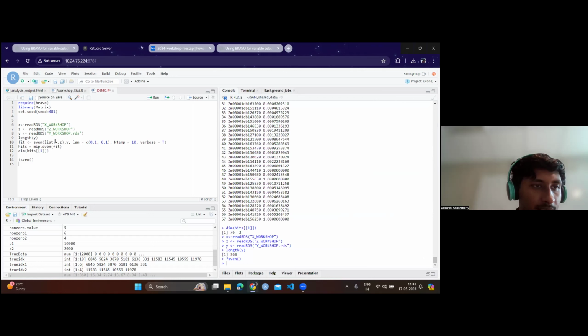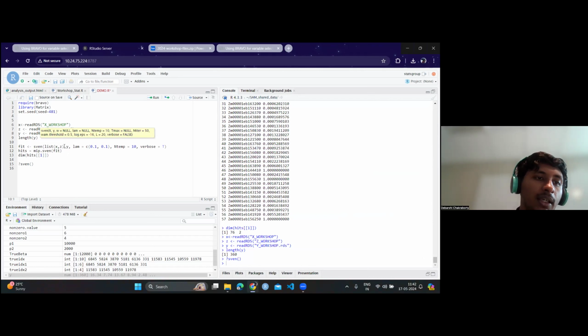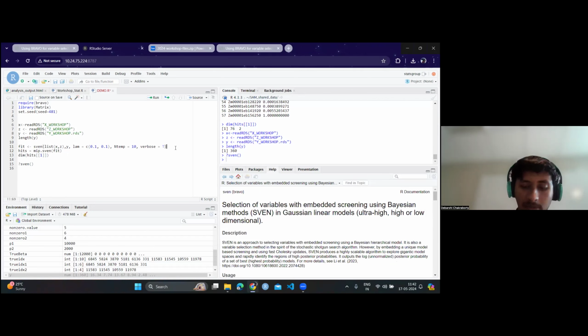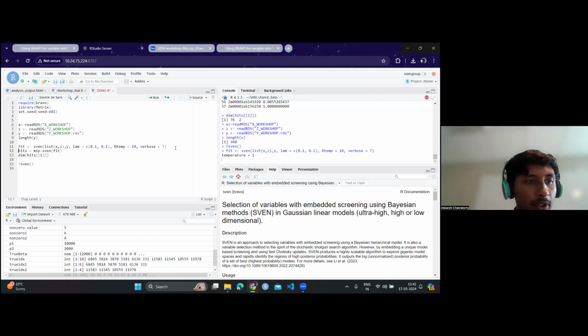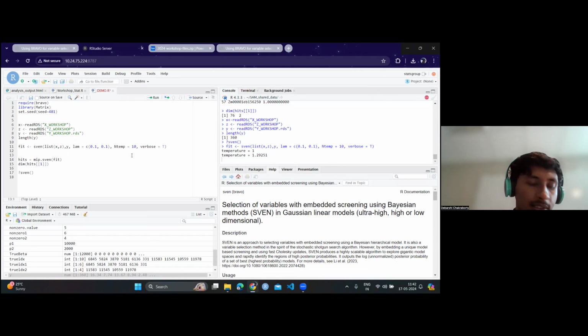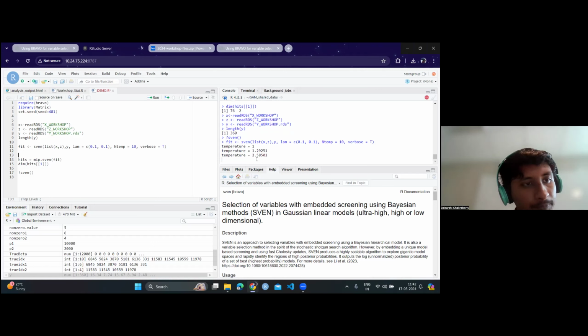So let us keep things simple. Let me call our model fit. What the SVEN function inside the Bravo package does, if you just specify the two matrices and the Y, is give you a lot of outputs, but let us run it and see what we are interested in. You can see, if you can see my cursor here, it has started running. Since we have provided 10 temperatures, it will iterate through 10 temperatures, and then let's see what happens.